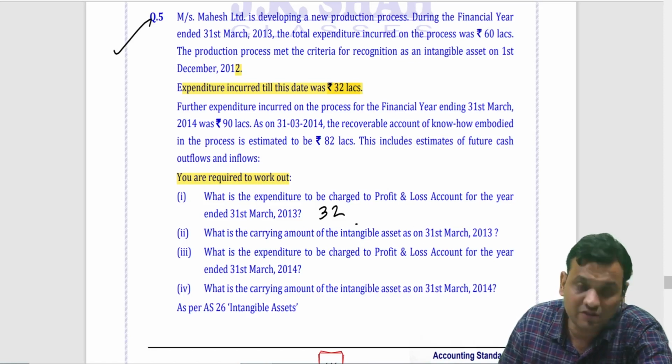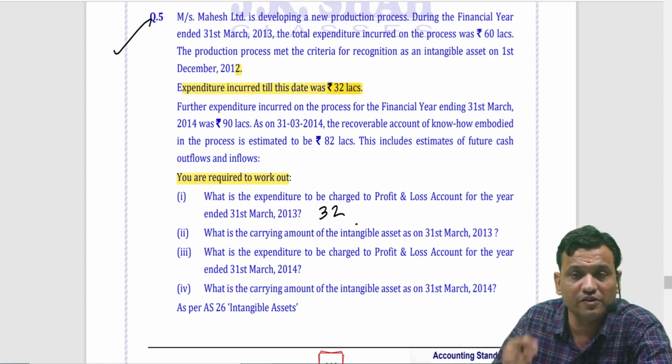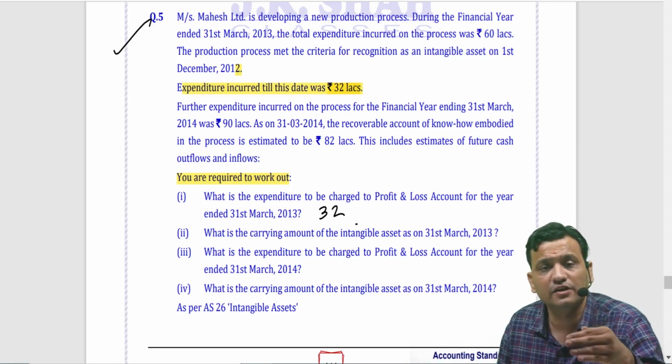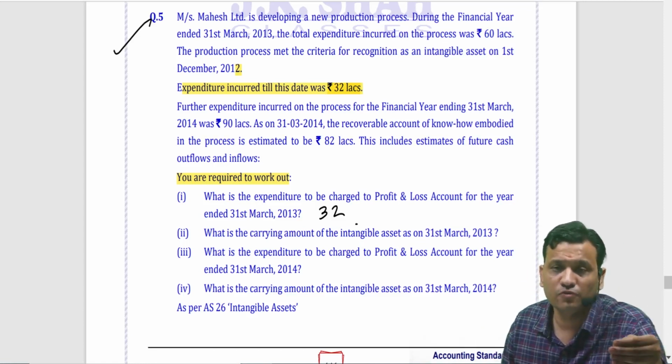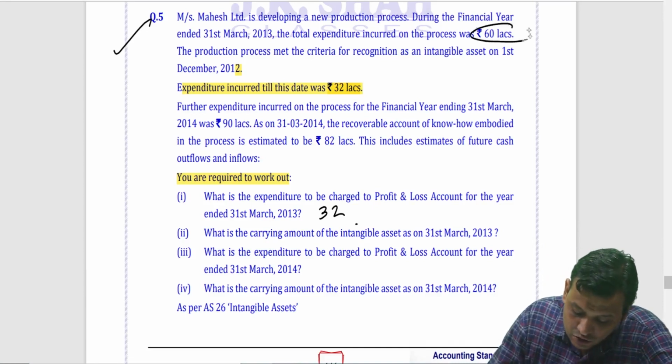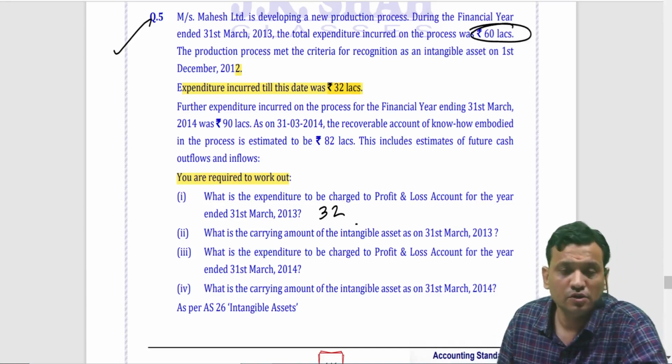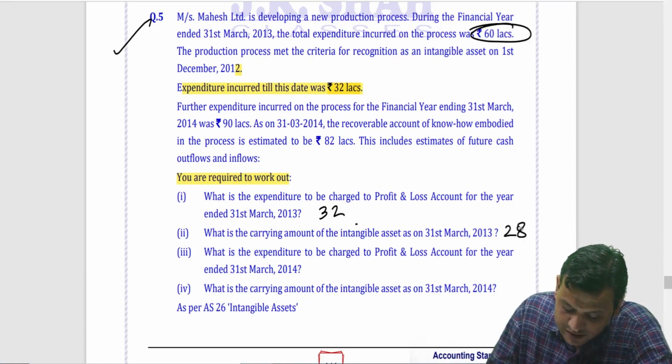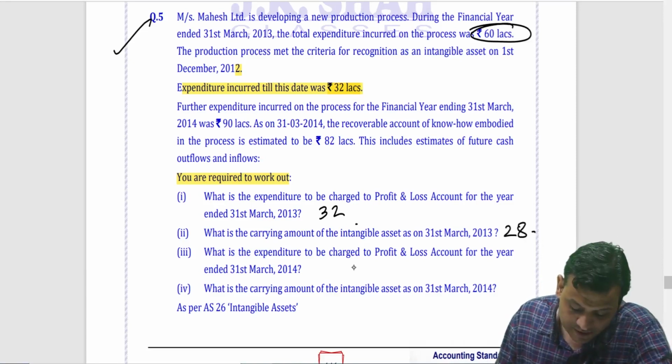Then from 31st December 2012, that is January '13, February '14 and March '14, whatever expenditure is incurred, can I say that would have been capitalized? So out of 60 lakhs, 32 lakhs is gone. So can I say the amount which would have been capitalized is 28 lakhs? What expense is to be charged for the year 13-14?